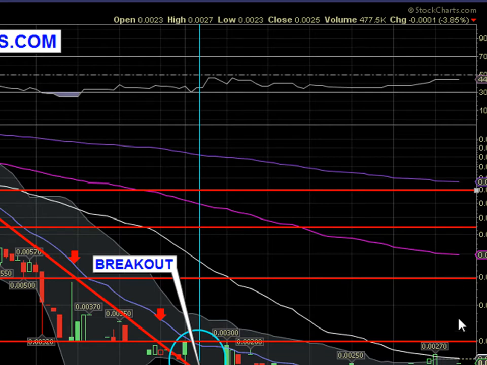Watch for a break of 0.003. Should easily take us up to 0.005. So watch for some great action. That would be a 100% gain from today's close.